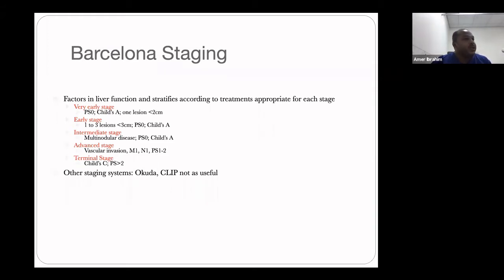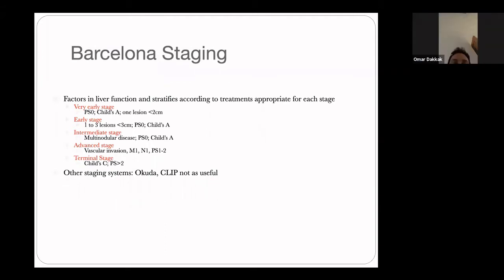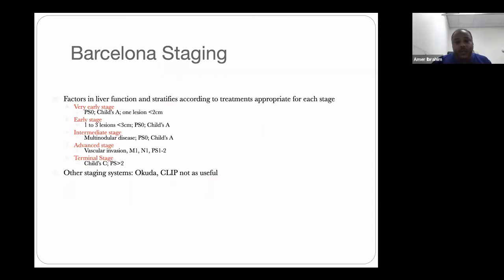It is classified into 5 categories. The first one is very early. That means the patient is physically excellent with a Child score 1 and a tumor less than 2 centimeters. Early stage has the same function plus 1 to 3 lesions less than 3 centimeters. Stage 3, the intermediate, is multinodular, but still Child A with good functional status. So definitely these 3 categories have a good outcome with different treatment modalities.